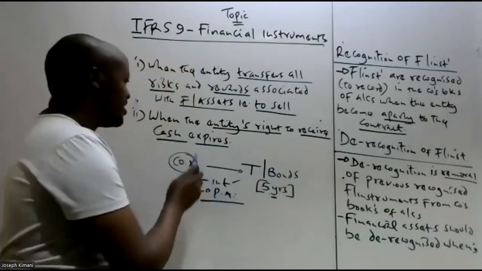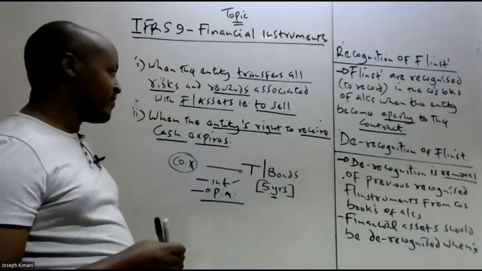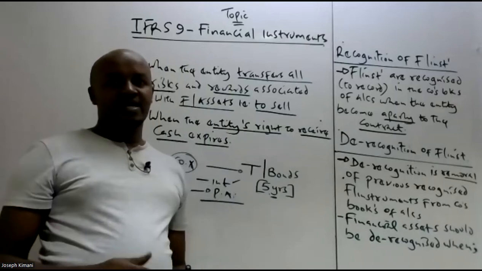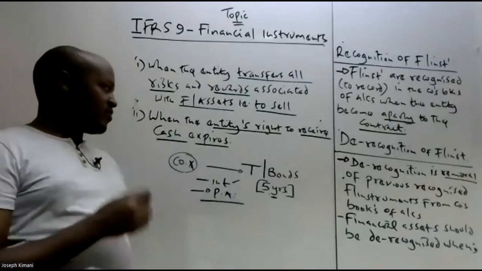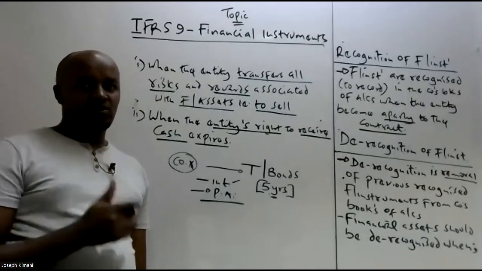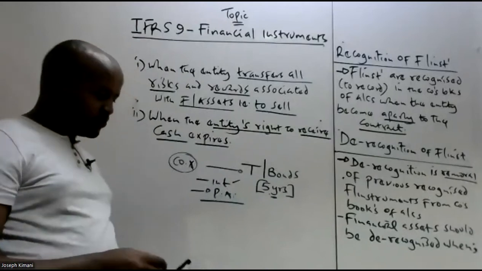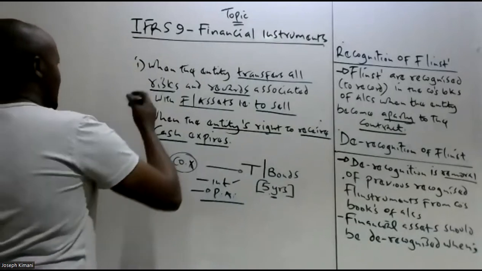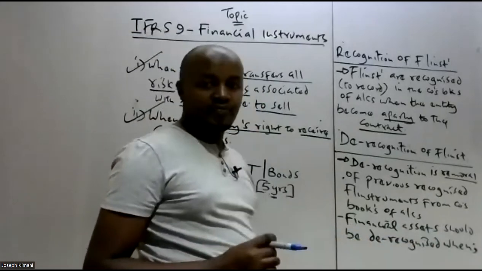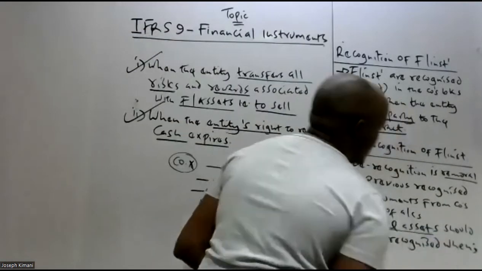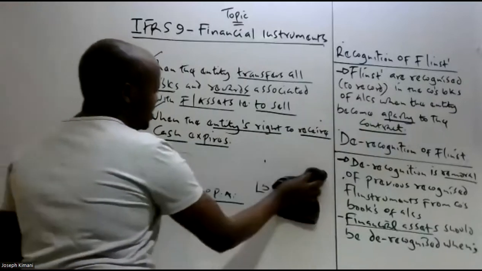So therefore, the right to receive cash will be deemed to have expired. And therefore, it is obvious that because the company has been given back the amount of money it had invested, it cannot continue accounting for that financial asset in its books of account. So we have those two circumstances under which a financial asset should be derecognized.